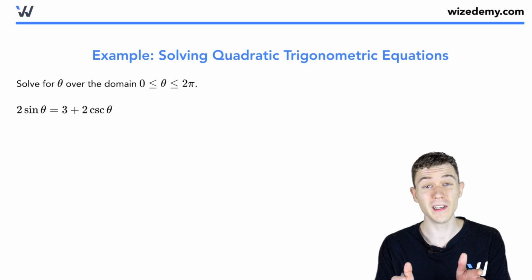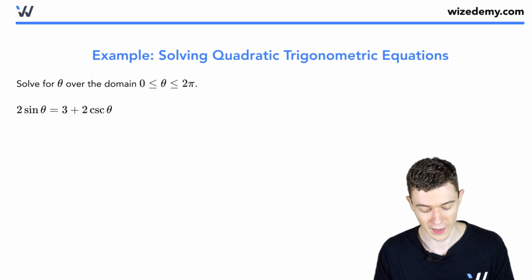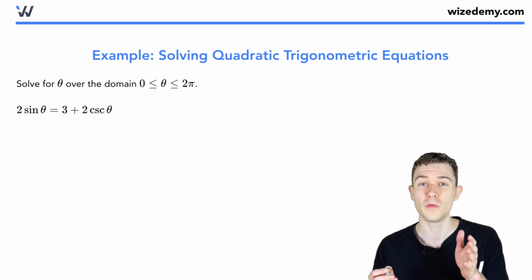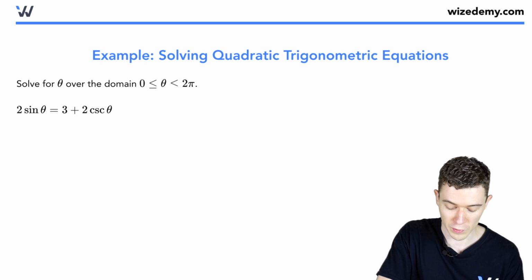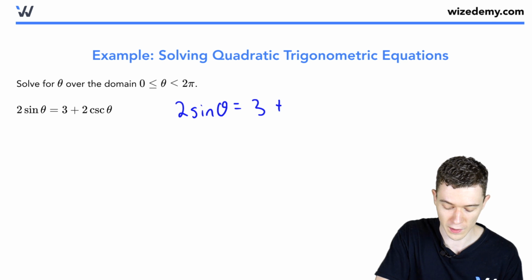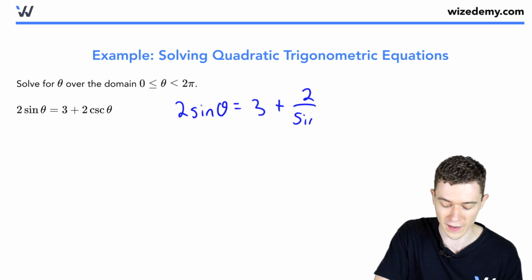Let's solve this trig equation over 0 to 2 pi. 2 sine theta equals 3 plus 2 cosecant theta. Hey, that cosecant theta, we can write that as a sine via the reciprocal identity. Let's rewrite this. 2 sine theta equals 3 plus 2 over sine theta.